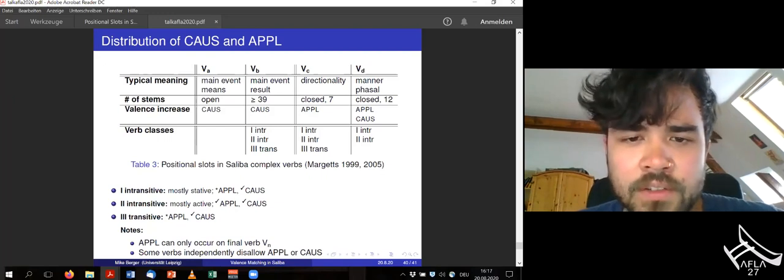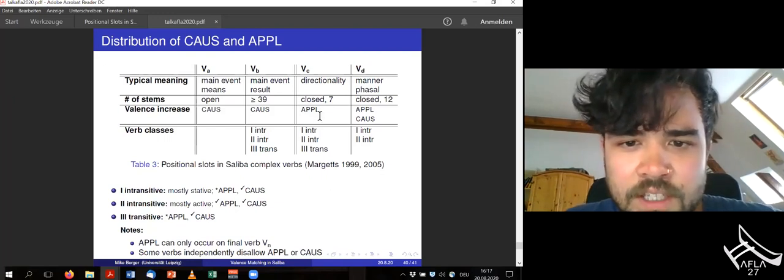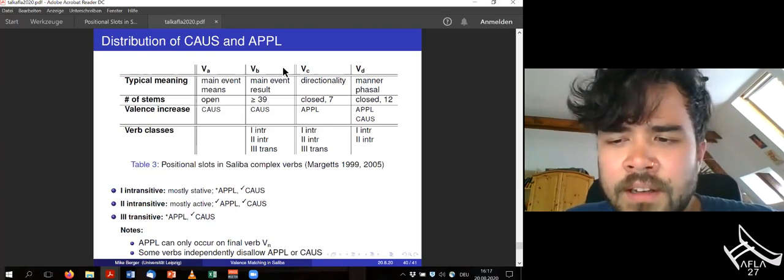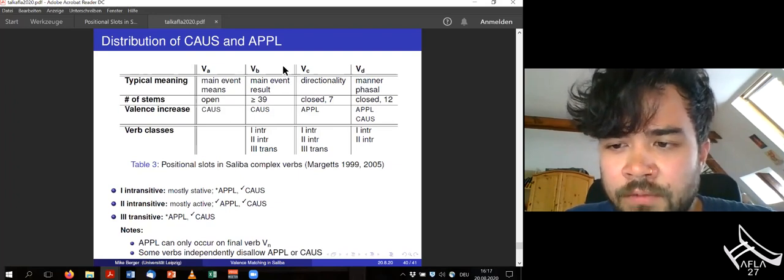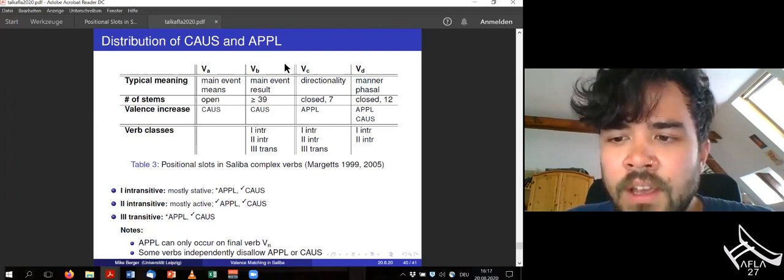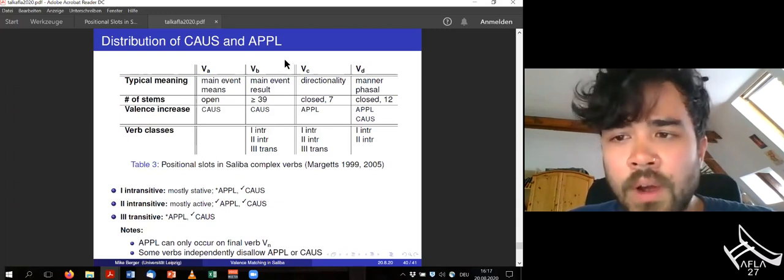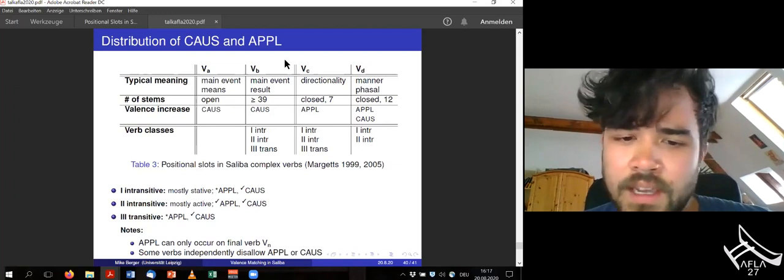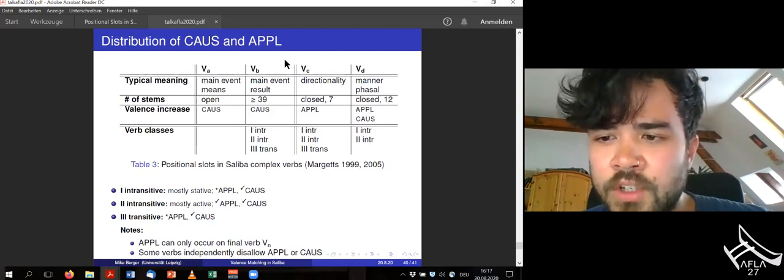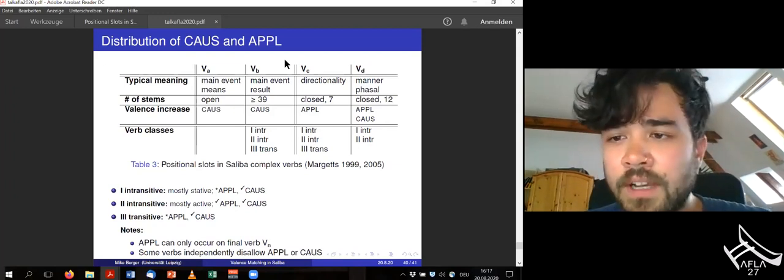More generally with respect to the distribution of the causative in these four slots, this is still work in progress. Some verbs can independently not be transitivized via the causative or applicative respectively. I can rule out a subset of these, but many actually still escape the net, and I don't really know why. I have a few thoughts on this, but at the moment it's too speculative. If you have any ideas, I'd be happy to hear them.